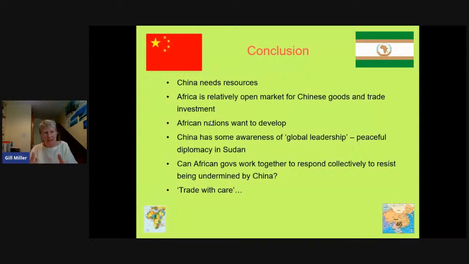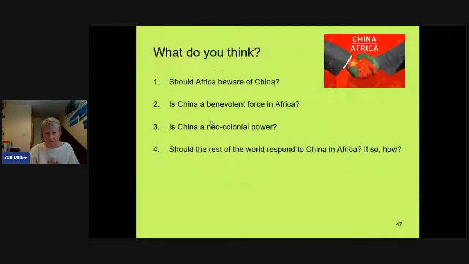And there's a sense that some African countries are working differently with China, and China is perhaps buying off one country against another. And perhaps the most effective way of China-Africa relations developing is that they all work together, which is really what's beginning to happen from the 1st of July this year in a free trade area. So essentially, my conclusion is kind of trade with care if you are in Africa.